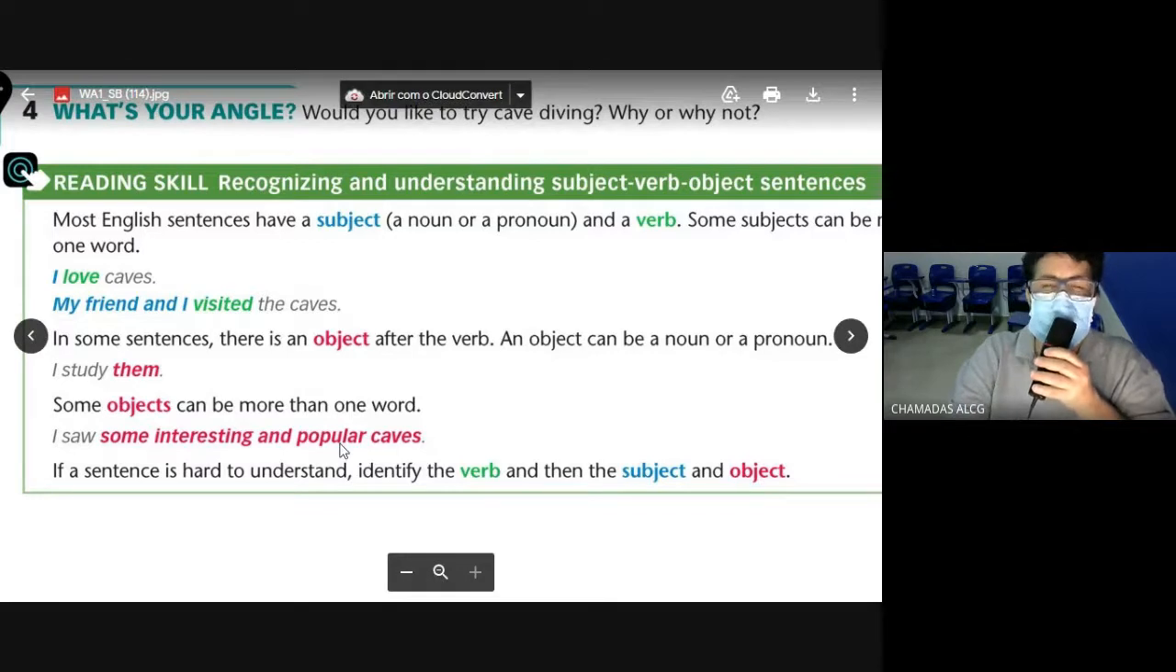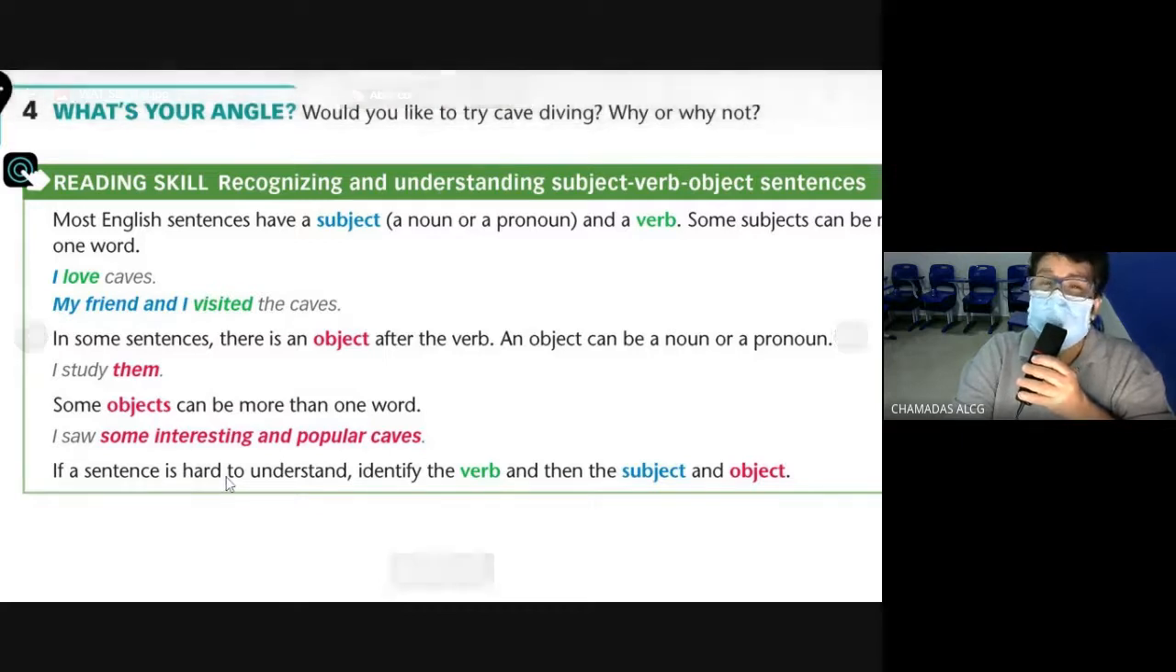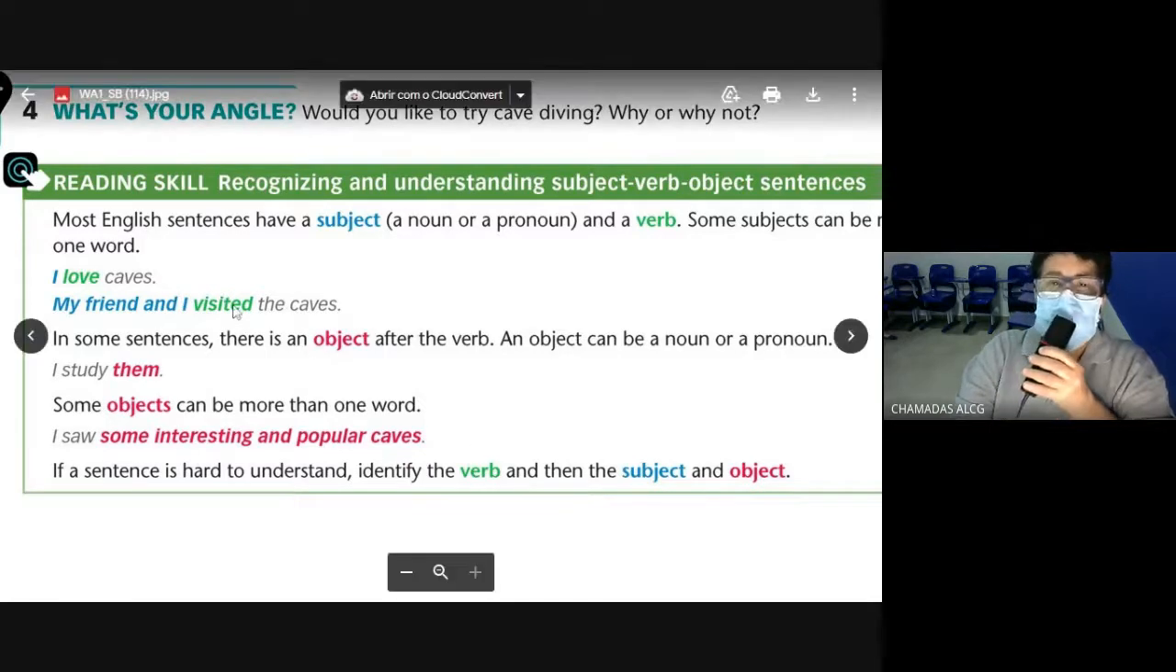This is the object. If a sentence is hard to understand, identify the verb. The verb is in green, okay? And then the subject and object. It makes it easier for you to understand the meaning of the sentence.